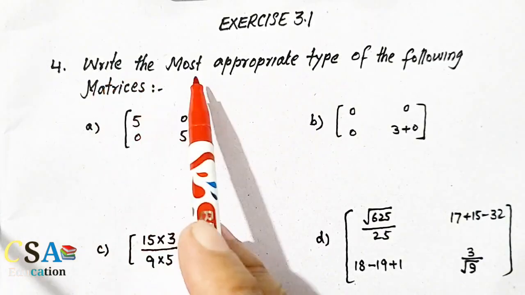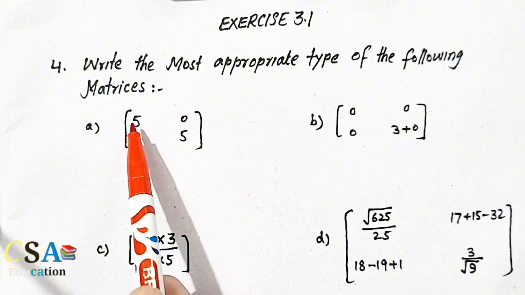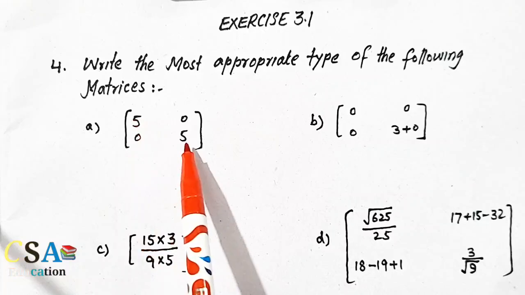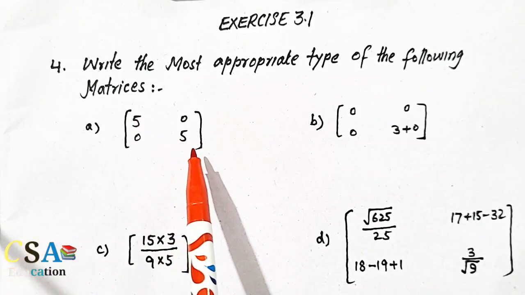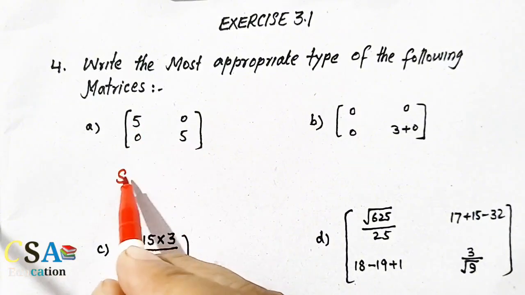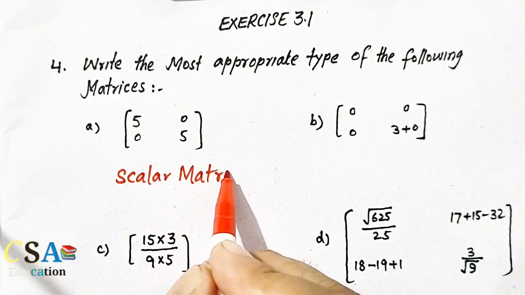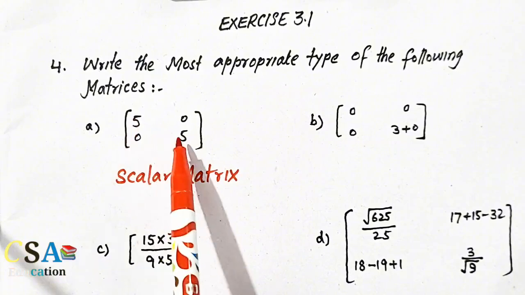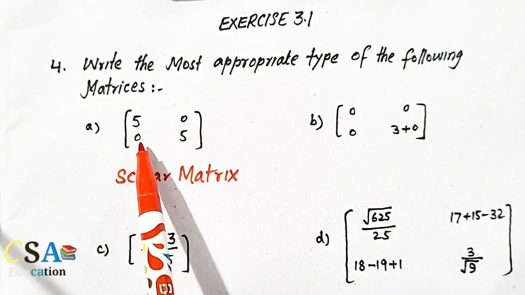Question number 4 is: write the most appropriate type of the following matrices. Dear students, 5 and 5 both are the same number other than 1. If 1 1, meaning 1 0 0 1, that is called unit or identity matrix. But if the numbers are other than 1, then it is called scalar matrix. Okay, why is it called scalar? Because at the diagonal the numbers are same other than 1 and remaining elements are zeros.